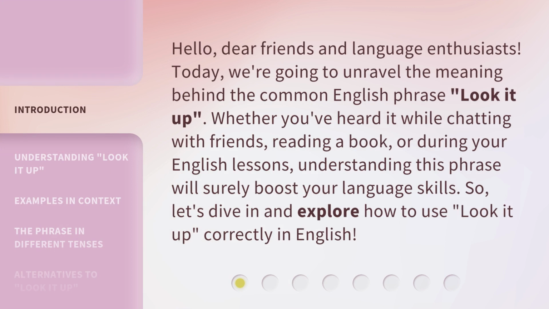Hello, dear friends and language enthusiasts. Today, we're going to unravel the meaning behind the common English phrase, look it up. Whether you've heard it while chatting with friends, reading a book, or during your English lessons, understanding this phrase will surely boost your language skills. So, let's dive in and explore how to use look it up correctly in English.